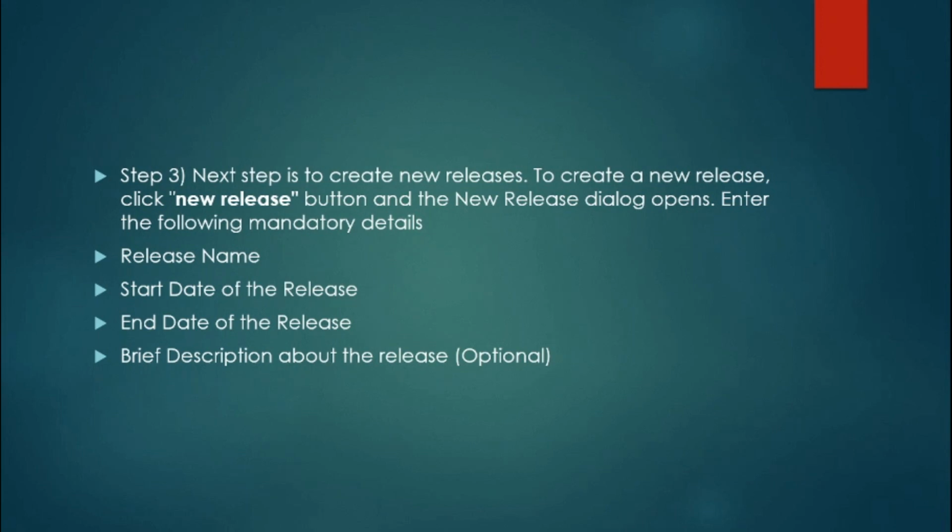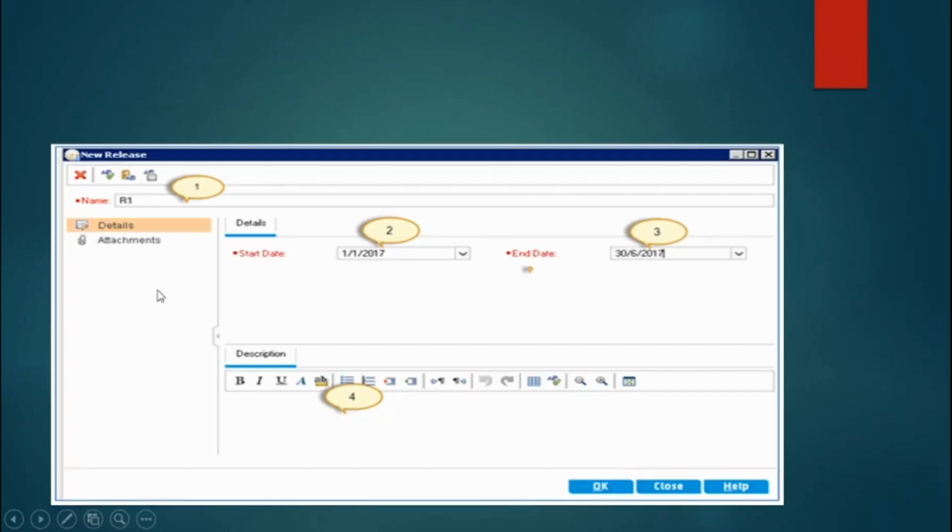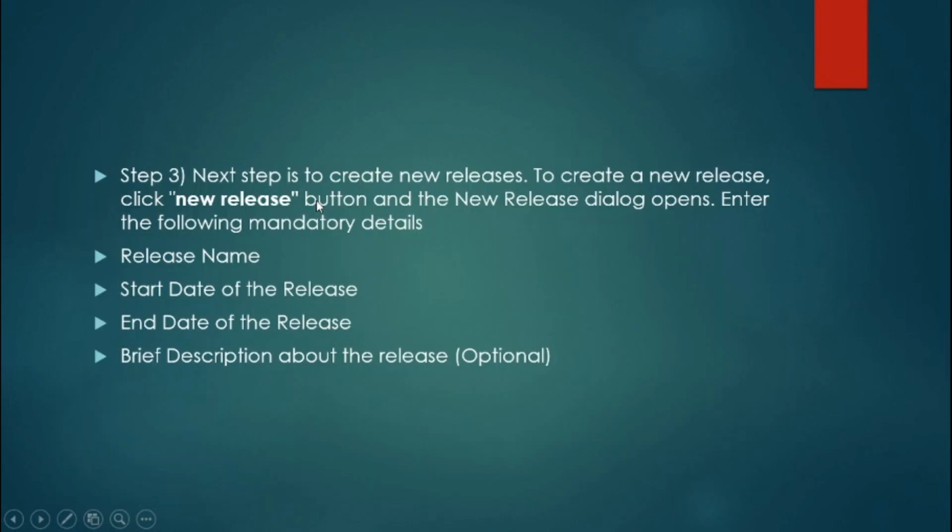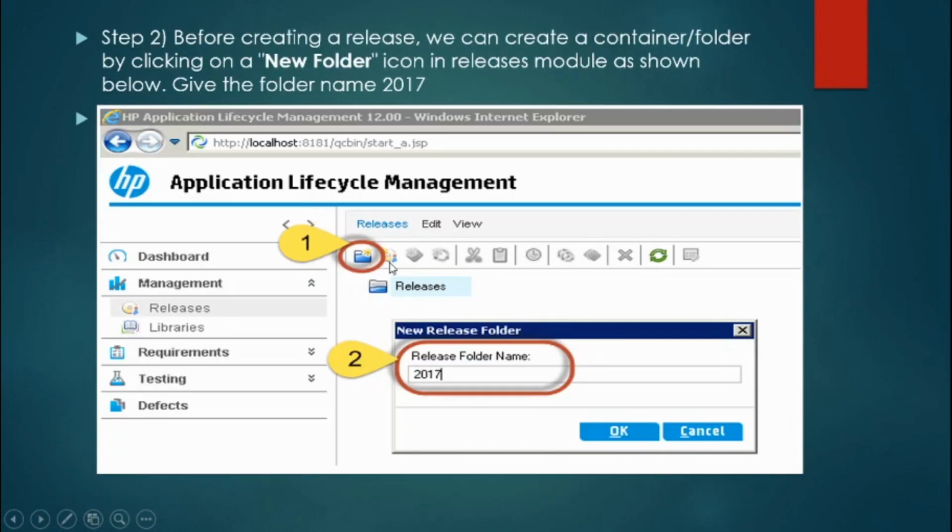Now next step is to create new release. To create a new release, you have to click on the new release button. Once you will click on the new release button, you will see new release dialog box where you have to mention the release name, start date of the release, end date of the release, and also description about the release, but that is the optional field. Okay, now let me show you where you can find the new release button. So this is the new release button.